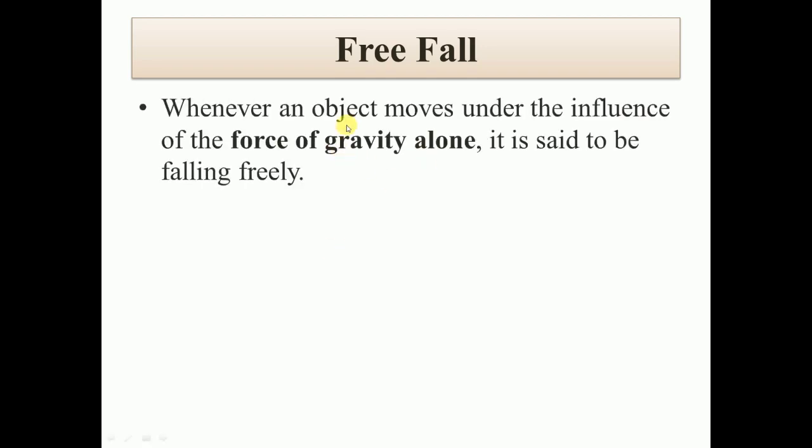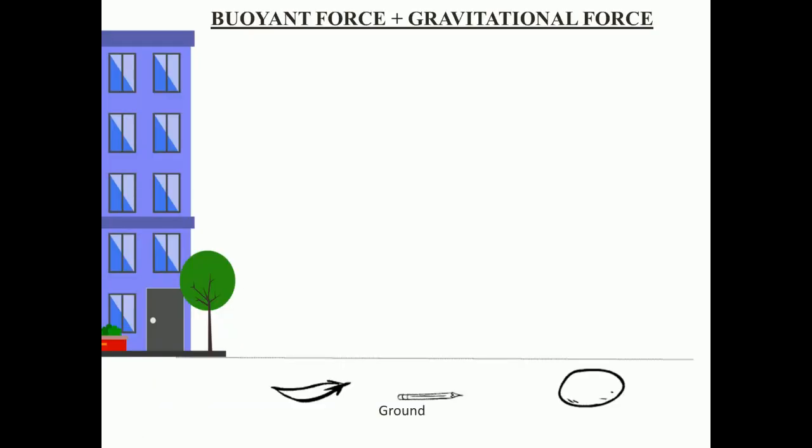Okay, so free fall can be defined as follows: whenever an object moves under the influence of the force of gravity alone, it is said to be falling freely. Whenever you throw any object from a height, there should be only one force acting on the body, which is the force of gravity and not the buoyant forces. As you know, we always have two forces whenever you throw from a height: the buoyant force due to the air and the gravitational force. The buoyant force can be eliminated if you remove all the air present in your environment.